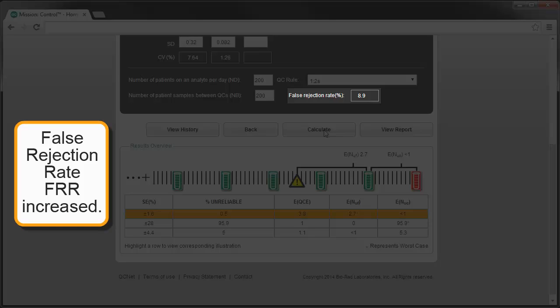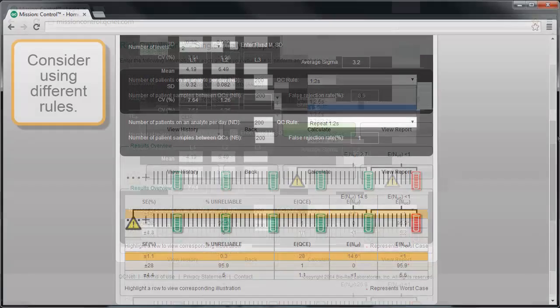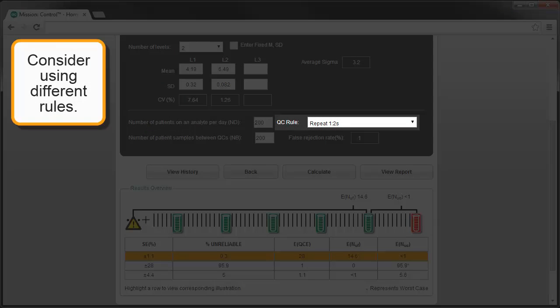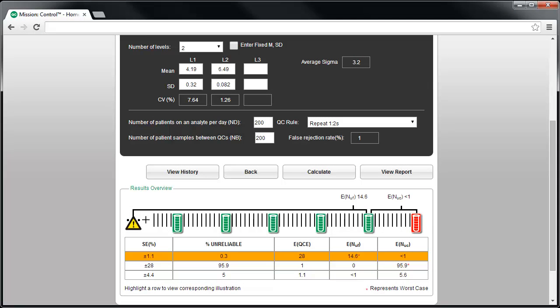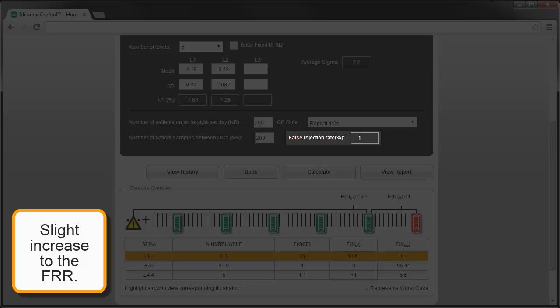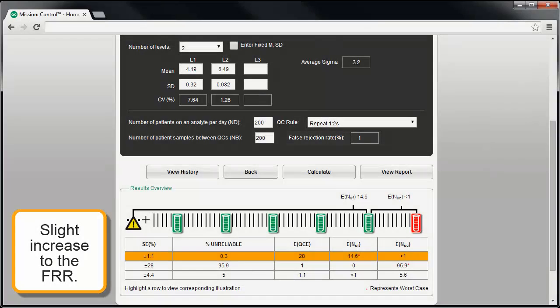This will reduce the ENUF from 26.8 to 2.7, but notice that the false rejection rate, or FRR, has increased from 0.5 to 8.9. This false rejection rate likely will not be desirable because then you will have to address too many false alarms. Instead, let's try a repeat 1-2s rule, which reduces the ENUF from 26.8 to 14.6 and only increases the false rejection rate to 1%.